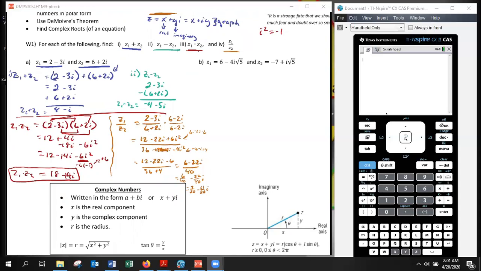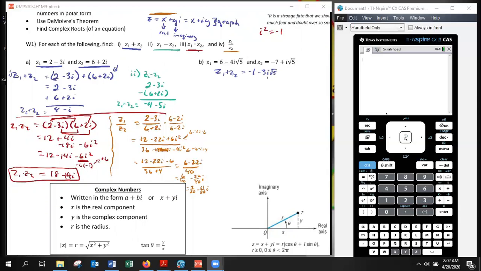All right, I took a long time going into that first problem, but let's go ahead and see if we could streamline this a little bit better. So for part B, z1 plus z2 is going to equal, let's just go ahead and add our real components. That's negative 1. Let's add our imaginary components. We have negative 4 square root of 5 and 1 square root of 5. So that'd be negative 3i square root of 5.